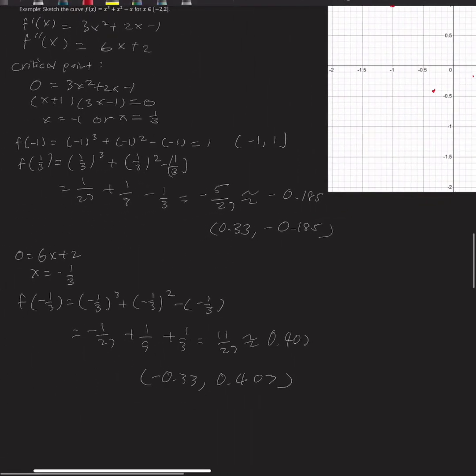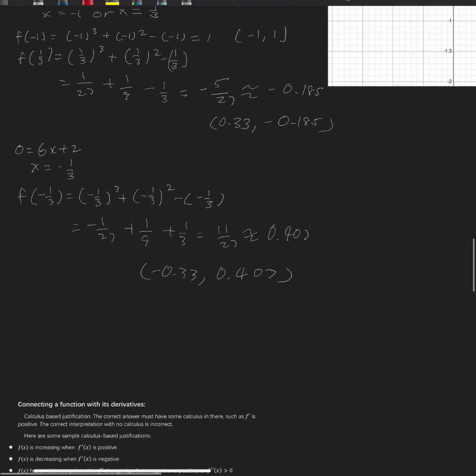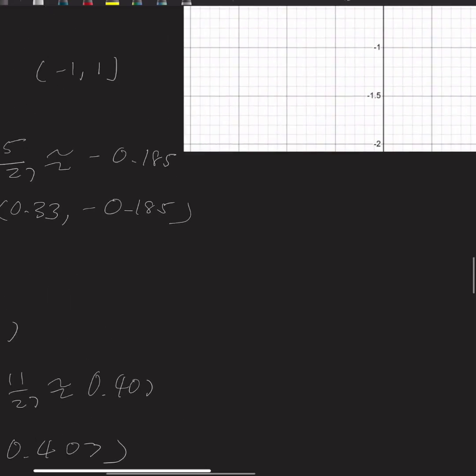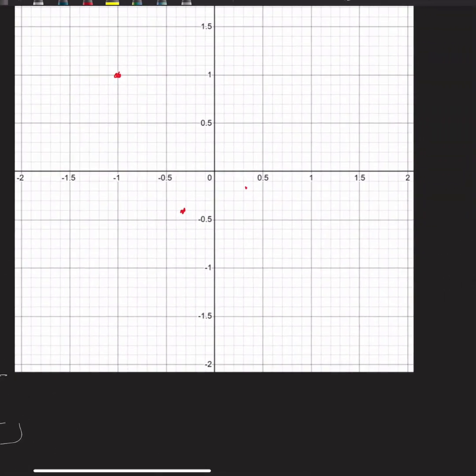So the function is concave up. Actually, I plotted it wrong. It should be around here. Around here.